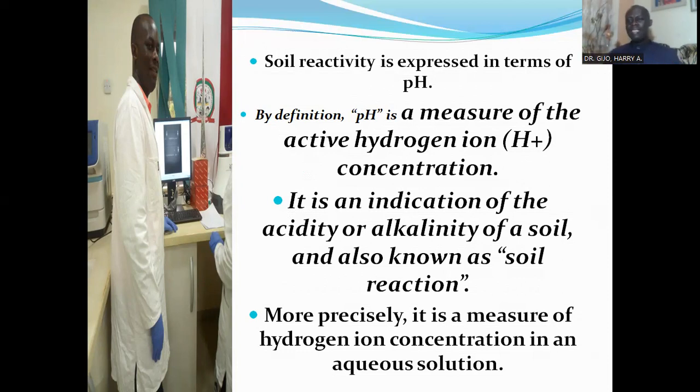The acidity or alkalinity of the soil is referred to as the pH, or it can also be defined as a measure of the active hydrogen ion concentration of the soil. More precisely, pH is a measure of the hydrogen ion concentration in an aqueous solution.